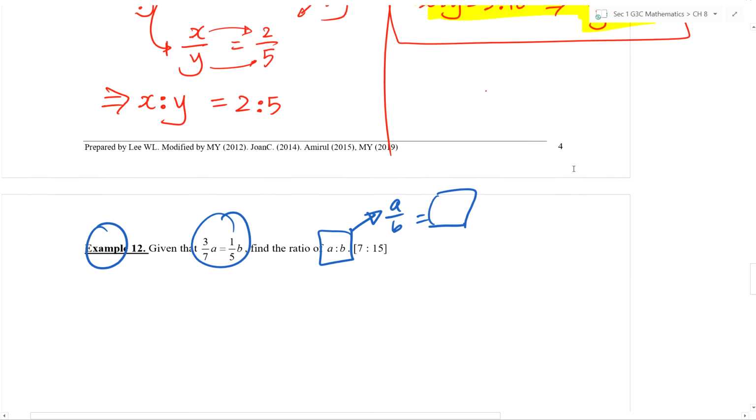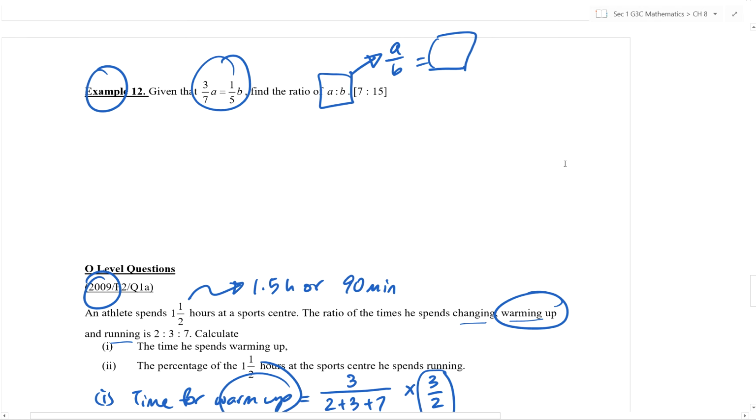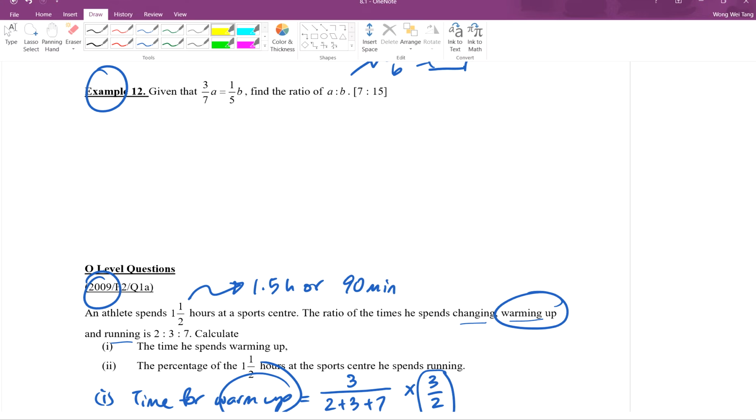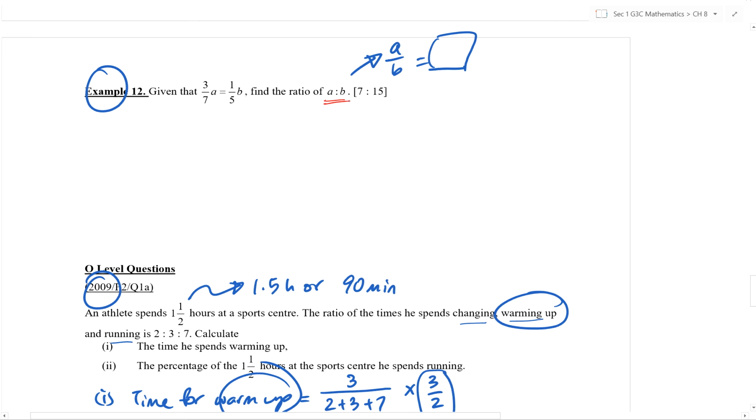Okay, moving on. Example number 12. So similar type of question again. Since we need A is to B, then we must have a fraction written as A over B. At the moment we have 3 over 7A equals to 1 over 5B. What should I do to get A over B equals to something?